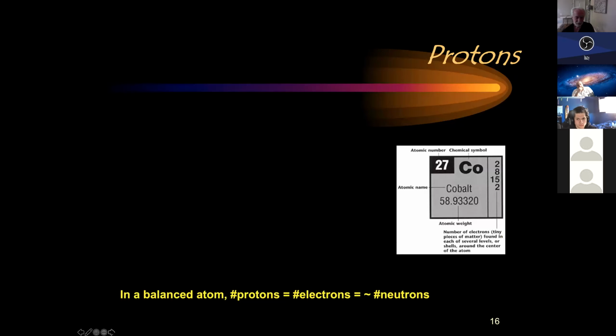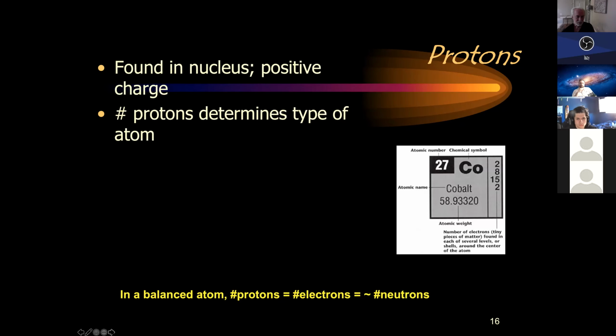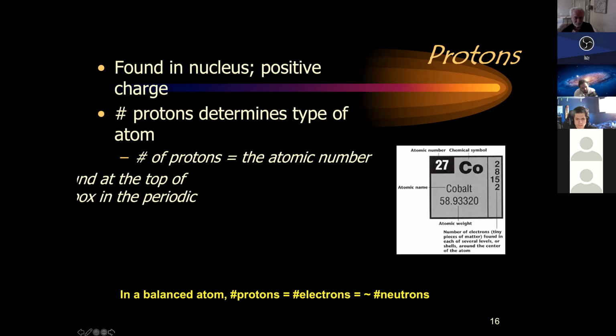So let's talk about protons. They're found in the nucleus with a positive charge. The number of protons determines the type of atom it is. The number of protons equals the atomic number. So the atomic number of cobalt is 27. It means there are 27 protons in a cobalt atom.